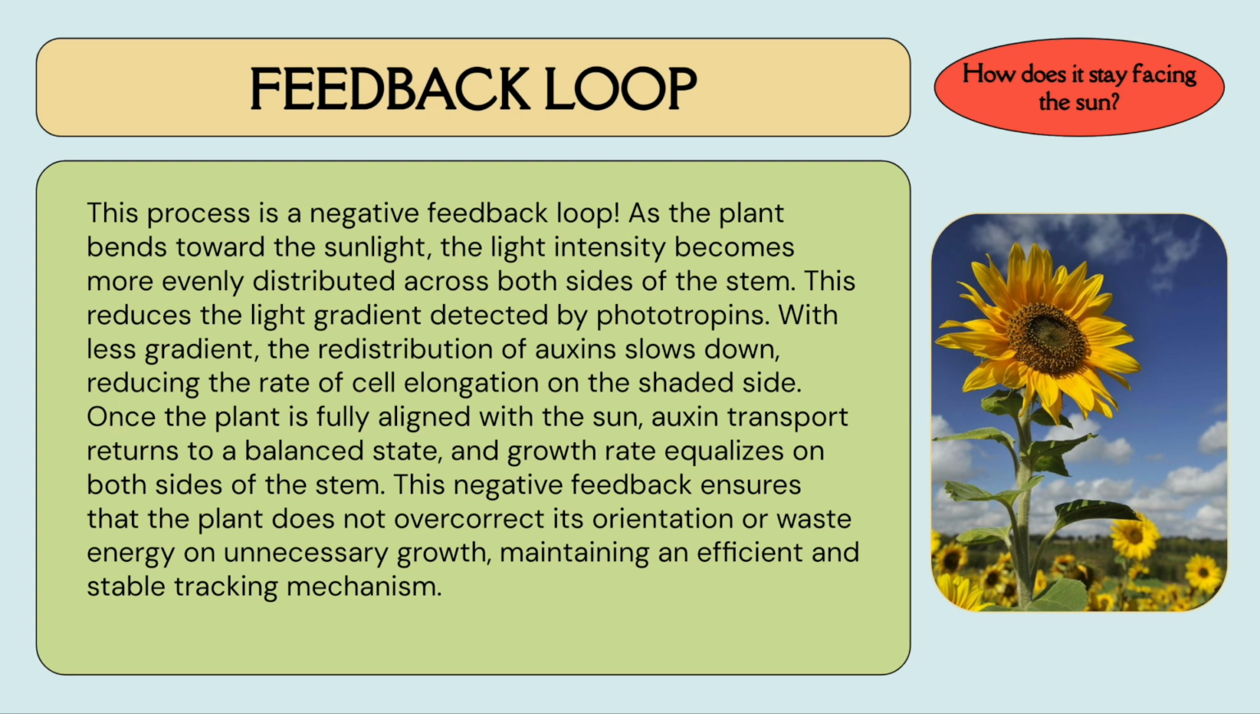The process is a negative feedback loop. As the plant bends towards the sunlight, the light intensity becomes more evenly distributed across both sides of the stem. This reduces the light gradient detected by phototropins. With less gradient, the redistribution of auxins slows down, reducing the rate of cell elongation on the shaded side. Once the plant is fully aligned with the sun, auxin transport returns to a balanced state and growth rate equalizes on both sides of the stem.